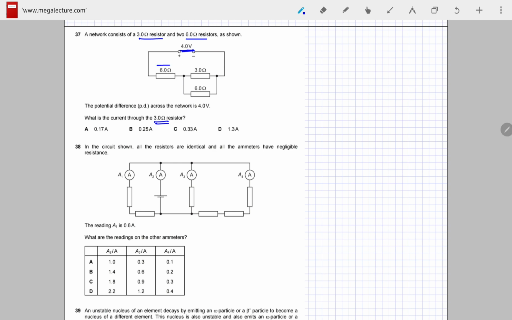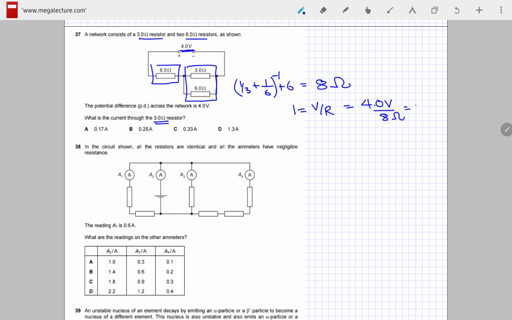To compute that, we would first need to know the total resistance of the circuit. We have this one, and we have these two in parallel. For these two in parallel, we sum 1/3 plus 1/6, then inverse, and then add that in series to the 6 ohm resistor. That gives me 8 ohms. So the current in the circuit is given by I equals V over R, where V is the potential difference across the network, 4.0 volts, and R we just computed as 8 ohms. This gives me 0.5 amperes.